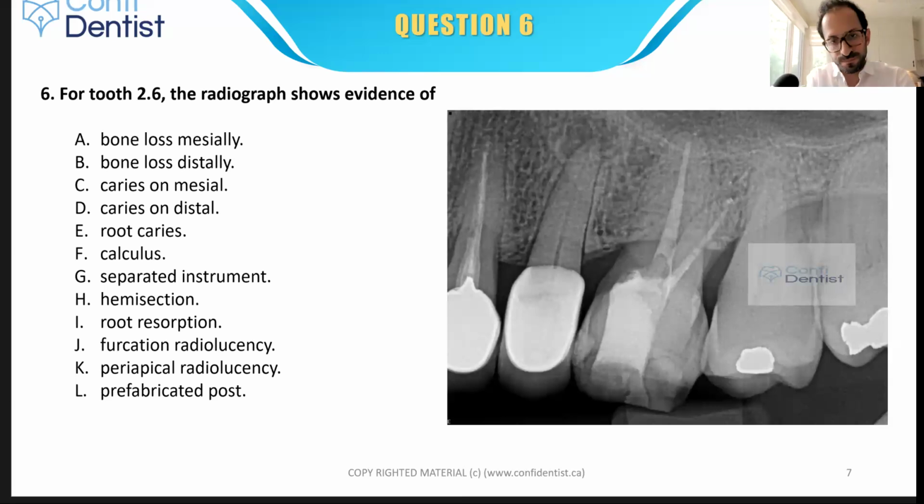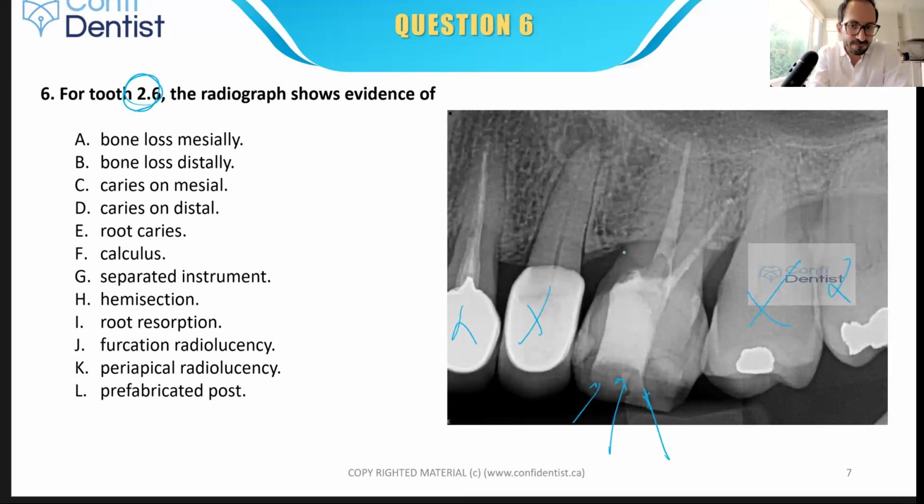Okay, so let's take a look. What do we see again? The question is asking about 2, 6. It's not asking about what you see in the X-ray. So your focus should be here. Ignore all the other teeth, like they don't exist. So again, the triangle technique, very large bone loss mesially, bone loss distally, both of them.